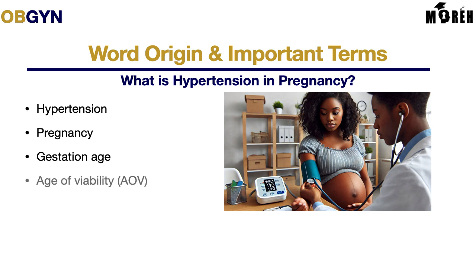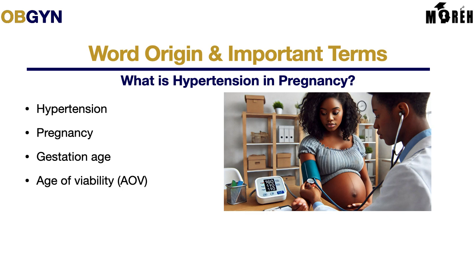And then another term that you need to understand is age of viability. This is the gestational age at which, if the fetus were to be born, it would be able to survive outside the womb. Now, this age of viability is relative and subject to the healthcare quality of a particular nation. In different parts of the world, for example, in Zambia, the age of viability is 28 weeks. In the USA, it is 20 weeks. In the UK, it is 24 weeks.